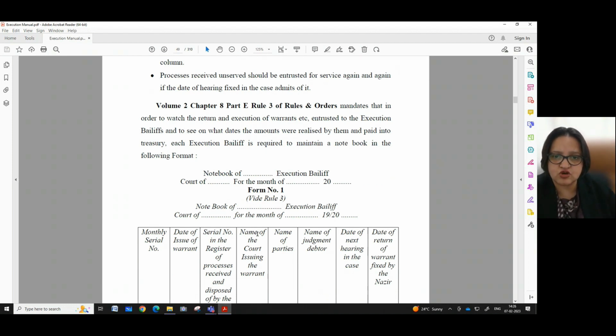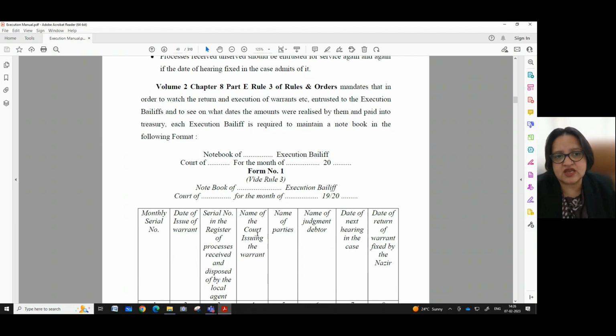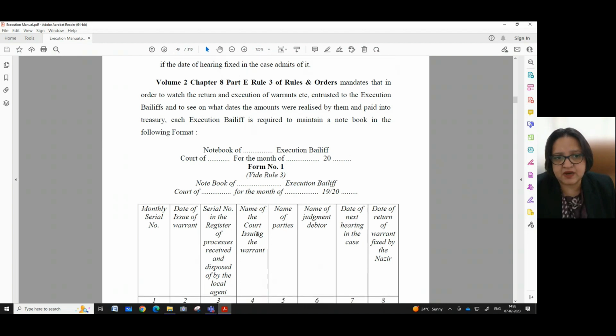Volume 2, Chapter 8, Part E, Rule 3 of Rules and Orders mandates that in order to watch the return and execution of warrants, etc., entrusted to the execution bailiffs, and to see on what dates the amounts were realized by them and paid into treasury, each execution bailiff is required to maintain a notebook in the following format. Notebook of, here in this dash, the bailiff has to give his name, execution bailiff, Court of, for the month of, here the particulars are to be filled by the bailiff. Form number 1, as given under Rule 3, it says notebook of dash execution bailiff, name of the bailiff, court of, for the month of dash, the particulars are to be given.